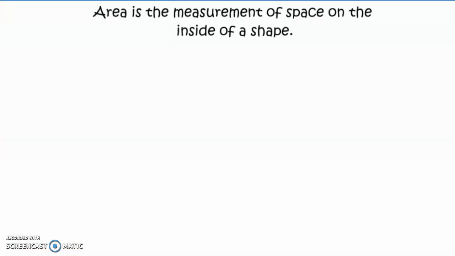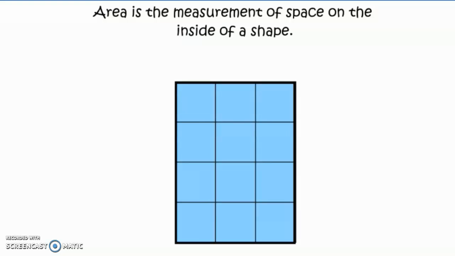Area is the measurement of space on the inside of a closed, flat shape. One way to find area is to count the number of squares that can fit on the inside of a shape. But this could take a while with larger shapes, so in this lesson, I'm going to show you a shortcut.